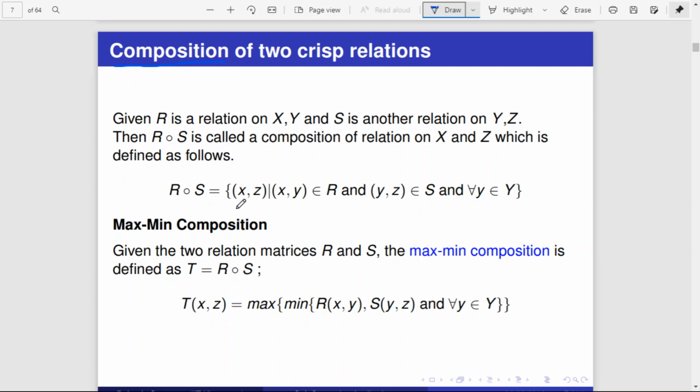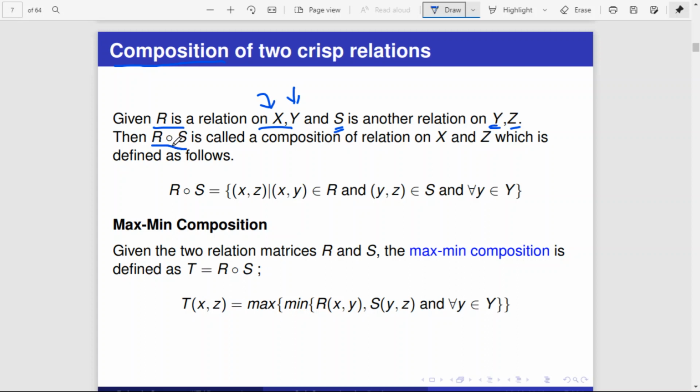Given a relation R, assume a relation R on x comma y, that is, relation R is basically defined over the set x and set y, and there is a relation S which is defined over the set y and z. R is defined over x and y and S is defined over y and z.